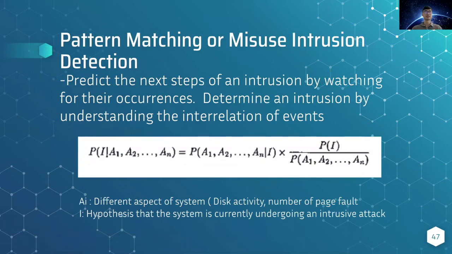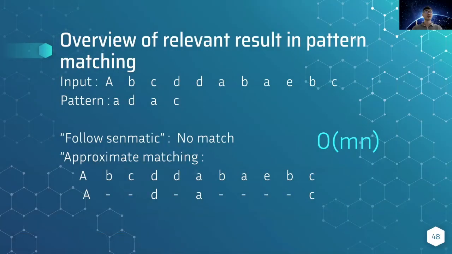It can predict the next step of the intrusion by watching for the occurrence. It can determine intrusion by understanding the interrelation of the events. This equation here will calculate the probabilities of whether an activity is an intrusion or not. The AI value will measure different aspects of the system. The I value will be the hypothesis that the system is currently undergoing an intrusive attack. My teammate already talked about the approximate matching, so I'm gonna skip this part.